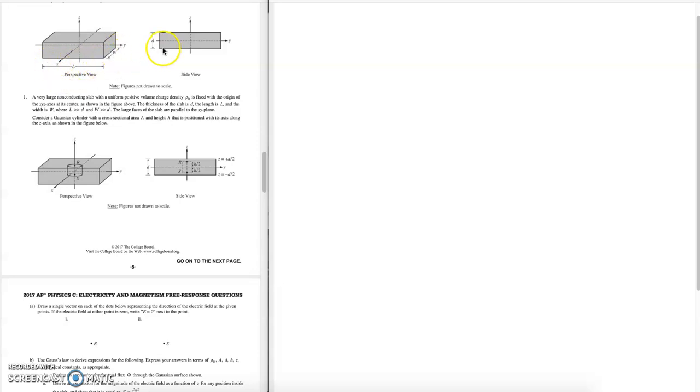They've given us length, width, and depth, and they have also told us that it has positive volume charge density, and the most happy part of this is that it is uniform positive volume charge density. The positive will come in later on. Let's see here. They've told us what kind of shape Gaussian surface we're going to use, and we're going to start out by looking at just the points on the top and the bottom inside the surface.